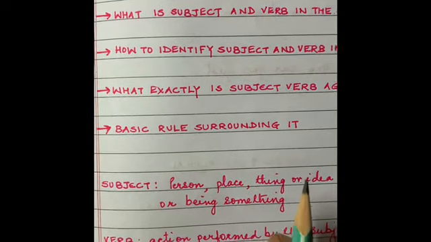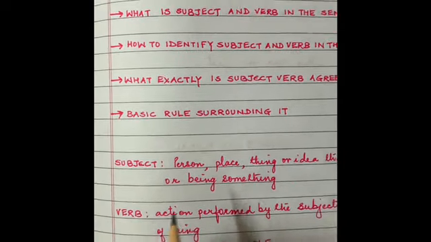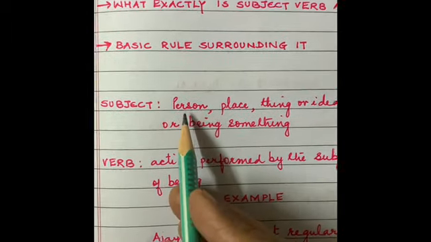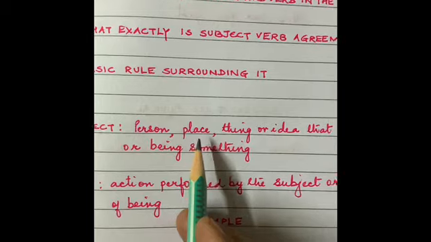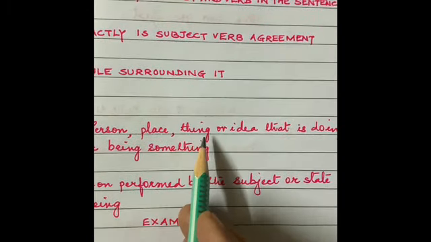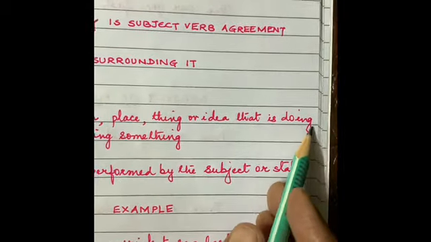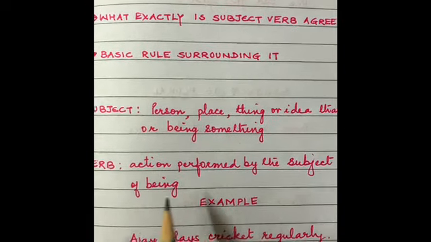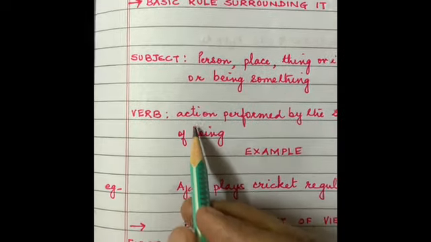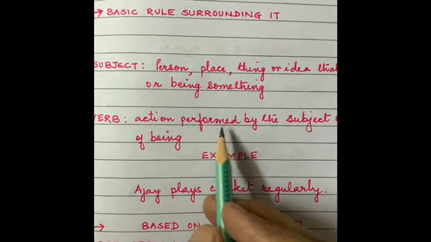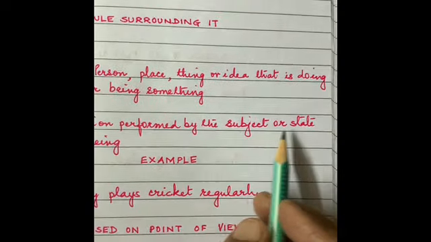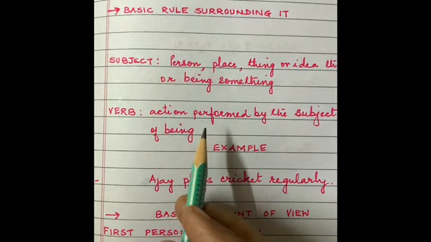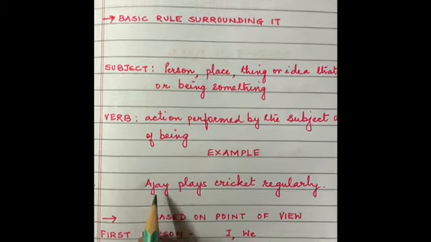So, what is the subject in the sentence? The subject of a sentence is the person, place, thing or idea that is doing or being something. And what is the verb in the sentence? It is the action performed by the subject or state of being. Let's understand it with an example.